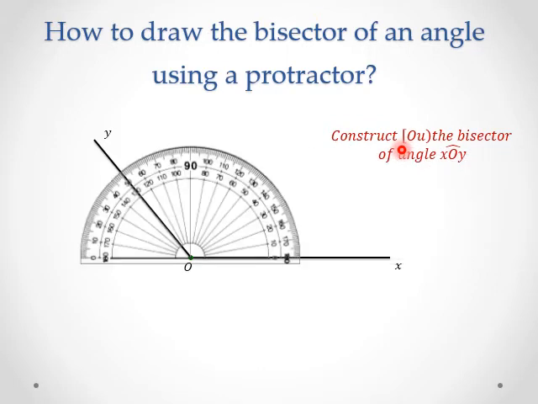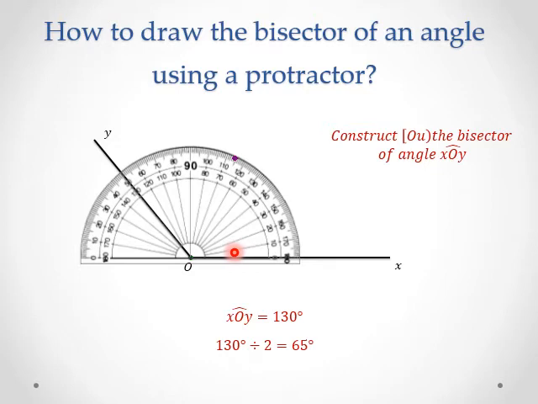We bring our protractor, which we find in the geometrical set. XOY equals 130 degrees. The bisector here divides the angle into two equal angles. So 130 divided by 2 equals 65 degrees.